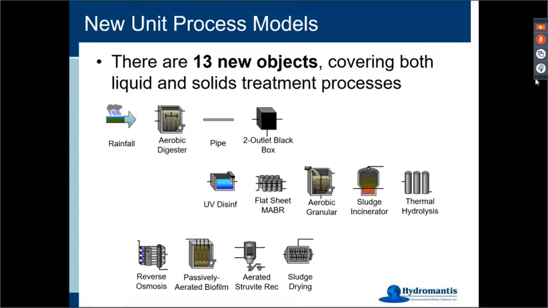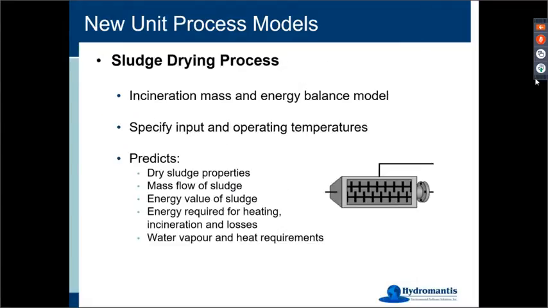Today I'm going to be talking about a lot of the ones associated with the solids handling side. We have two new unit processes that came out of some work that we did with a client over the past year. One of them was for sludge drying. This is an opportunity to do not only mass balance modeling, but energy balance modeling as well. You can specify the details about this unit and its operating procedures and the temperatures of the sludge coming in and the operating temperature and so on. And then we do some predictions about the dry sludge properties, the mass flow of the dried sludge itself, the energy value of those things, water vapor loss, heat requirements, and so on.